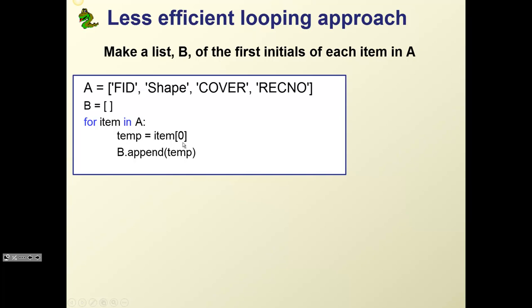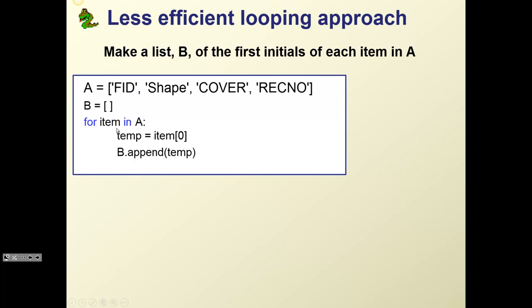The first time we go through this loop, what is temp going to be? F. That's the letter F. Item will be FID, and we're going to get the first letter in that. So that'll be F. And what does this statement do? Yeah, it adds F to the end of the list. It doesn't have anything in it yet, so it'll be the first item in it.